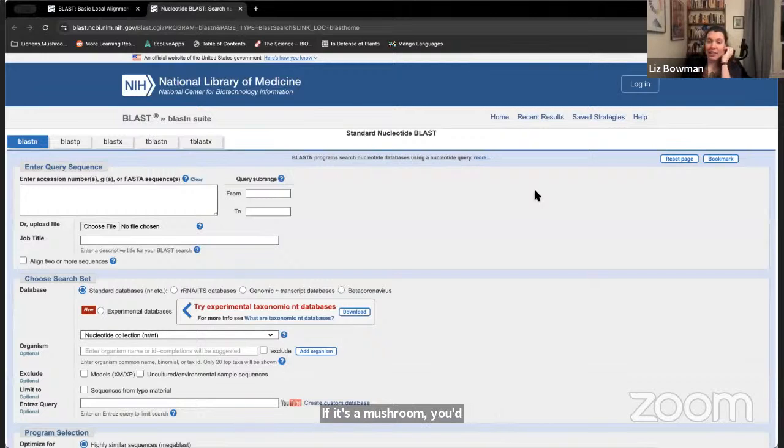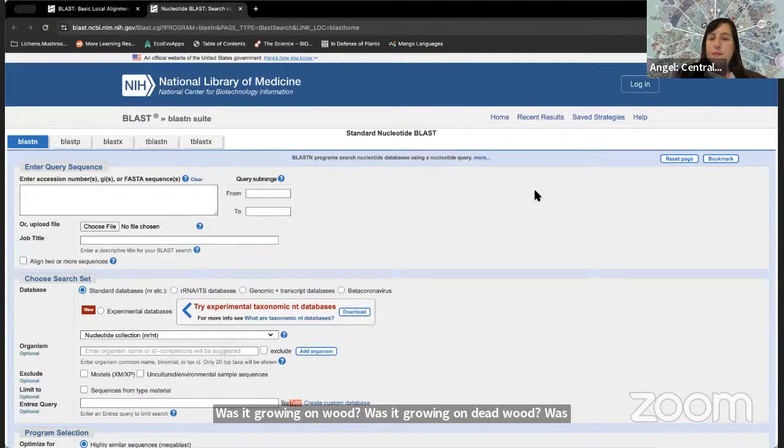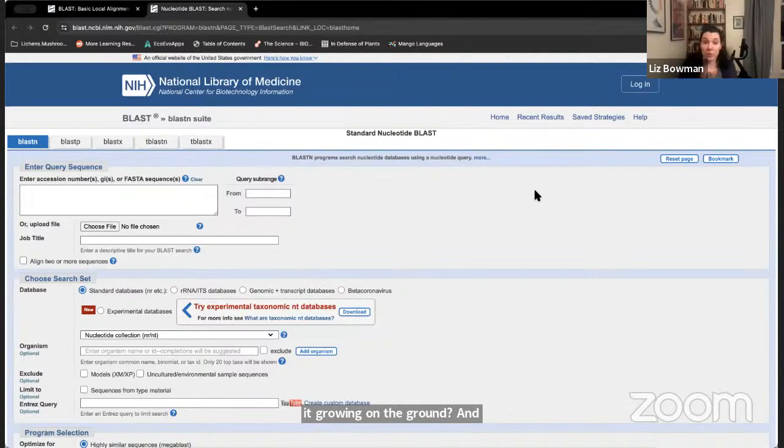But honestly, I think the best thing to do is, having a specimen, a DNA sequence is good, but having the associated data with it. So where you collected it, was it growing on wood? Was it growing on dead wood? Was it growing on the ground? What was it growing on? What was around it? Anything like that is really helpful too. So we can get at, what is it doing? What does it do? And having that data is important.